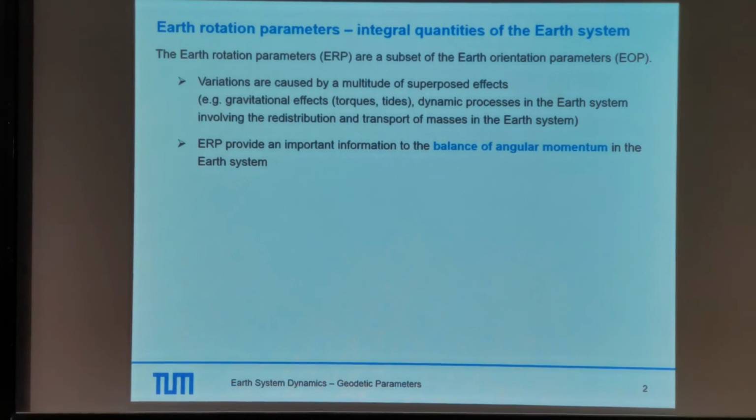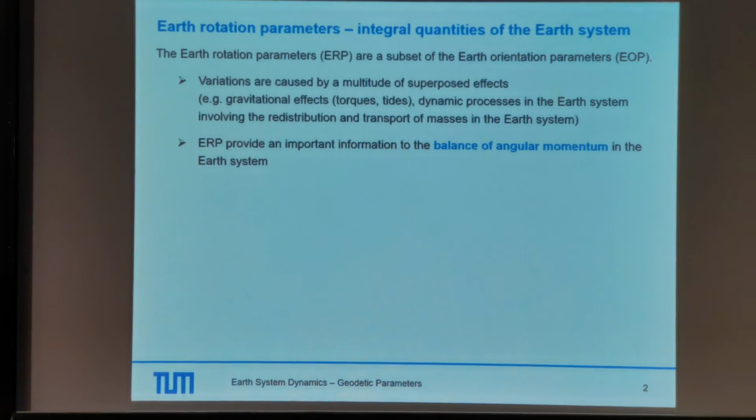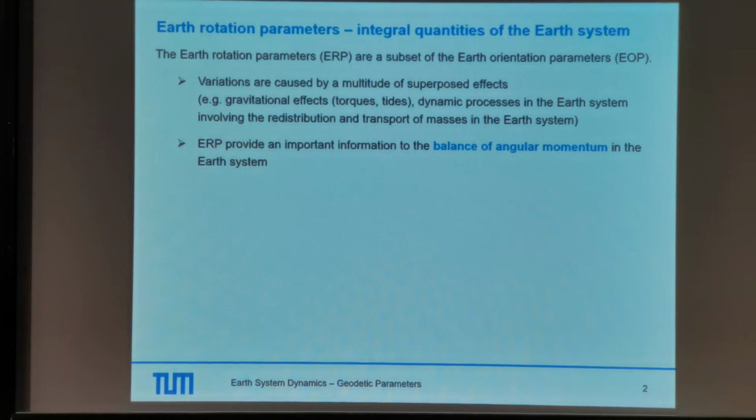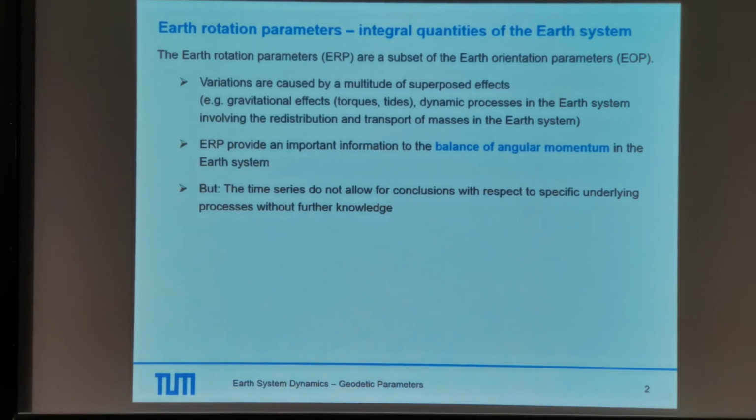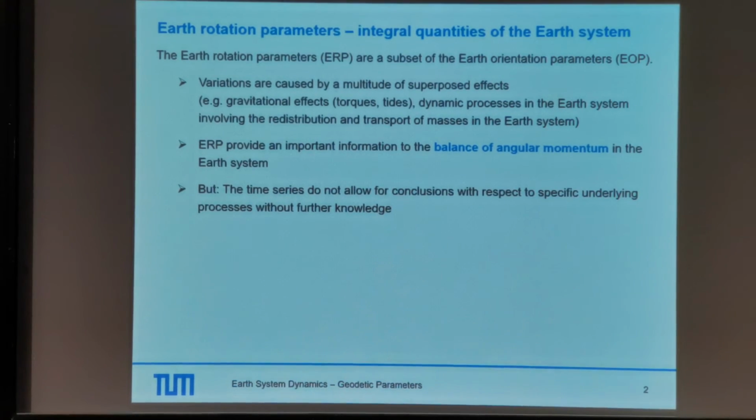The Earth's rotation parameters provide important information on the balance of the angular momentum. So the angular momentum and external torques must always be balanced. But the time series do not allow for conclusions with respect to specific underlying processes without further knowledge.